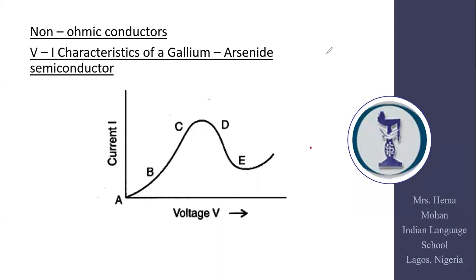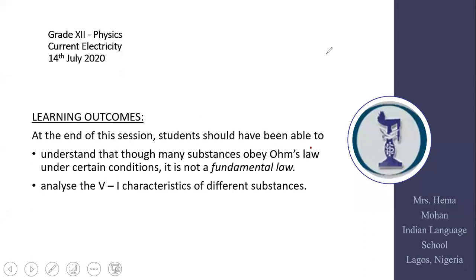So we come to the end of this simple lecture, and I hope you would have achieved these outcomes. You should have understood that though many substances obey Ohm's law, it is only under certain conditions. It's not a fundamental law, because there are many substances which do not obey the law and deviate from it. And you should be by now at least a little bit clear in analyzing the VI characteristics of various substances that conduct electricity under various conditions.